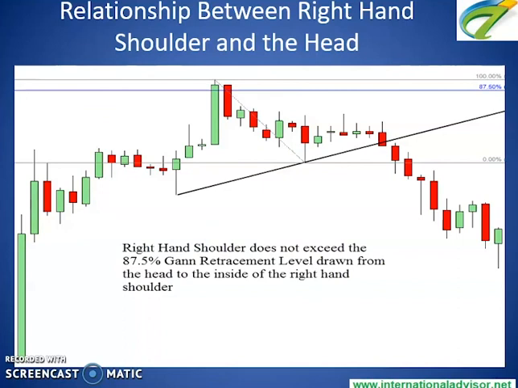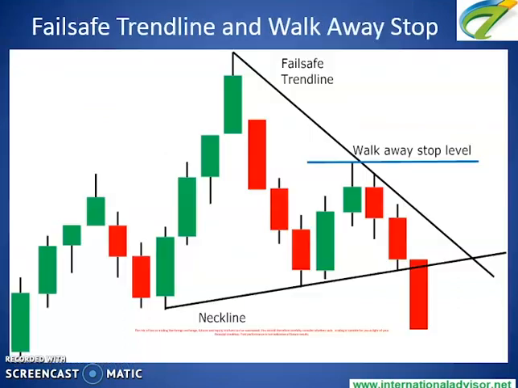So right now the idea is just for you to be familiar with such a setup. As you see, this is the left shoulder, head, another shoulder, this is the neckline, and this is the fail-safe trend line, and we generally keep a walk-away stop above this, which we trail as the move progresses along with this line, which we will discuss in detail in the related chapter or in the live examples.